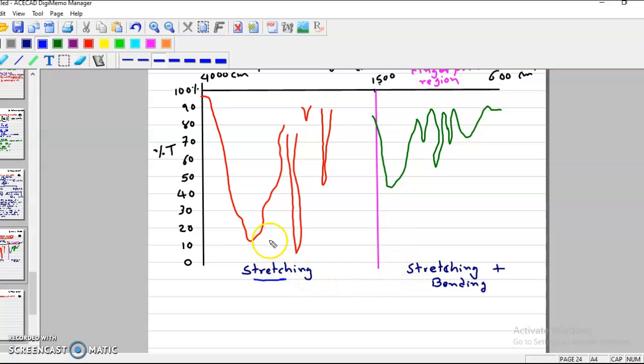Even in this spectra you will observe various types of bands or peak or dip, whatever you call it. If this is a band which is huge, broad, and you see that it goes below 20% transmittance, that means this is called a broad and strong band. And if this is a band where its percentage transmittance is below 20 again, and it is very sharp, so we call it sharp and strong.